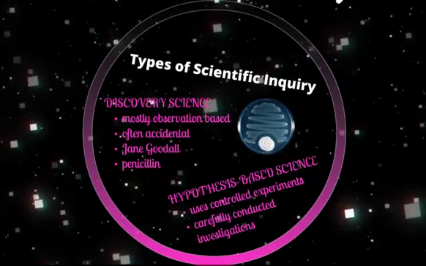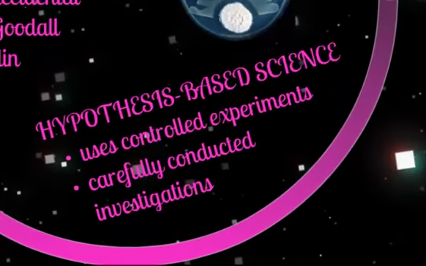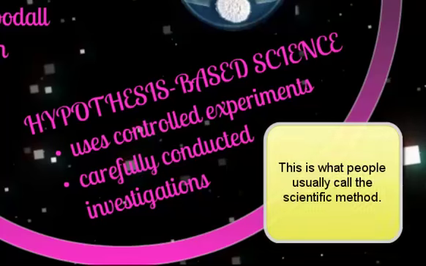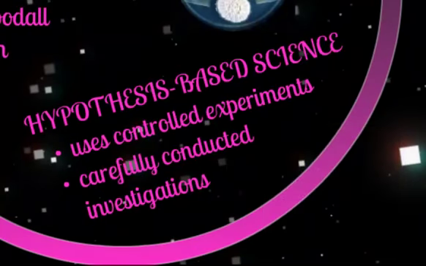In hypothesis-based science, scientists use controlled experiments, and a controlled experiment tests only one variable at a time. And these investigations are usually very carefully conducted, and they're conducted according to a specific set of rules, which we're going to discuss in a minute.